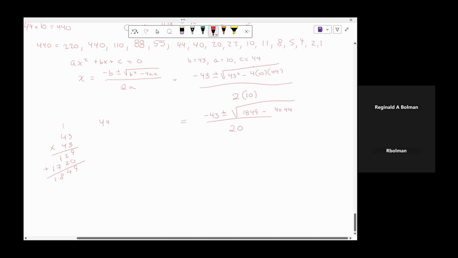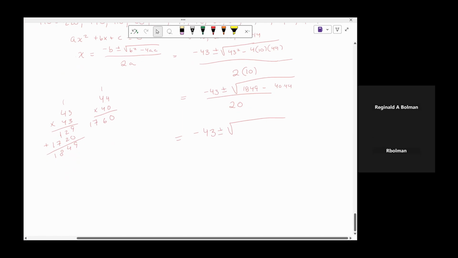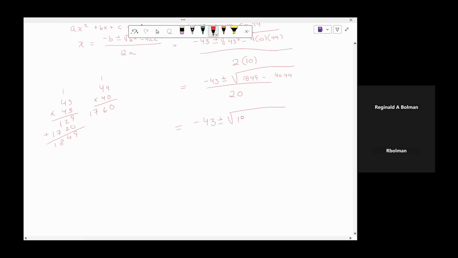We'll do 44 times 40. Of course, you get a bunch of zeros, so you might as well just skip the first round. And you get 4 times 4 is 16. Carry your 1. 4 and 4 is 16. Plus 1 gives you 17. So you actually do have some real solutions, it would appear. So you've got negative 43 plus minus the square root of 1849 minus 1760.